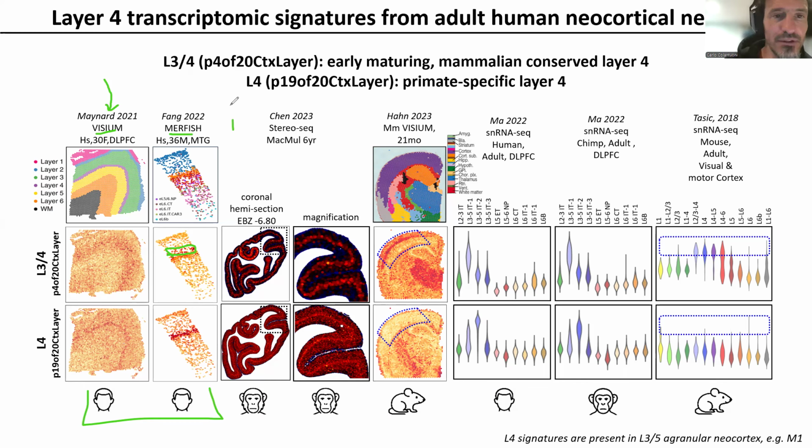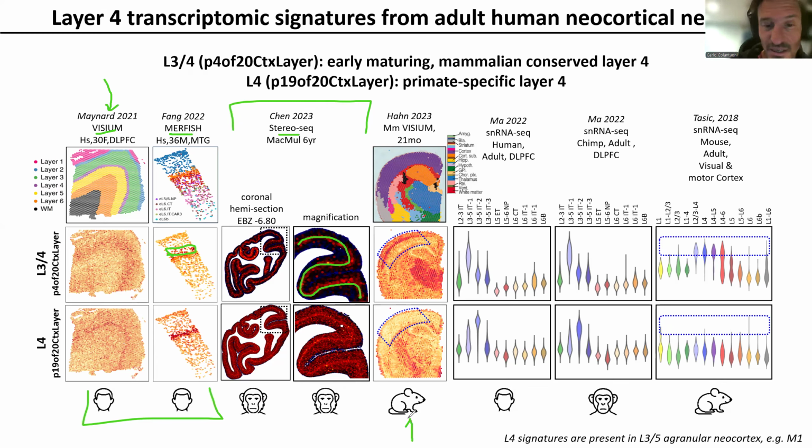And then the third one here is now in the adult macaque, so a whole hemisection of the macaque brain, where they're using Stereo-seq here, which gives you a little bit of the best of both worlds, where you have high transcriptome resolution and high spatial resolution. And you can really see that the signatures we pulled out of single nucleus data really localized to extremely specific neuronal populations in these specific layers.